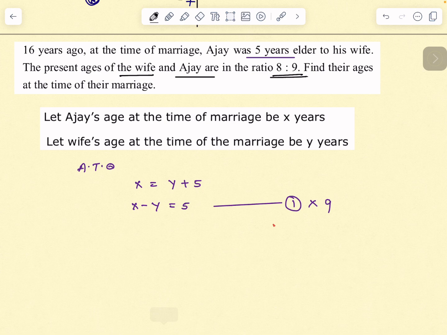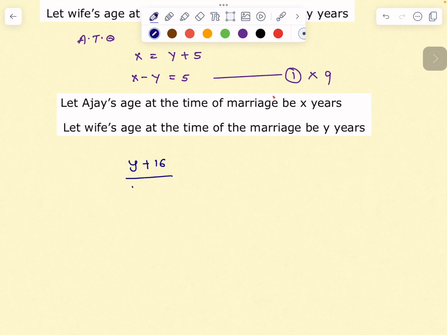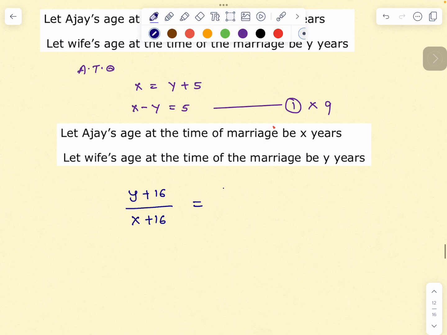Y is the wife's age, right? Sixteen years ago was the marriage, so for the present age you have to add 16 to both their ages. We have taken the ages at their marriage, and now their ages will become plus 16 after 16 years. So his wife's age will become y plus 16, and Ajay's age will become x plus 16. They are in the ratio of 8/9.